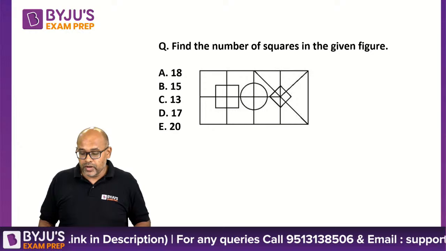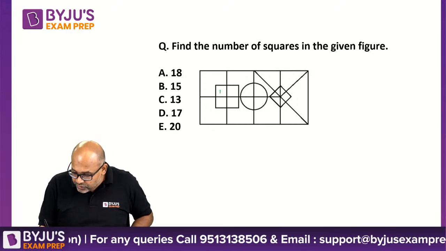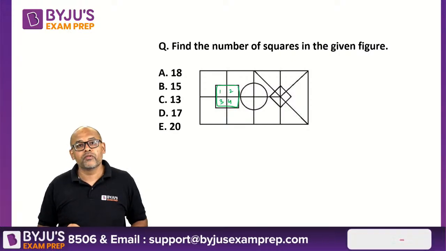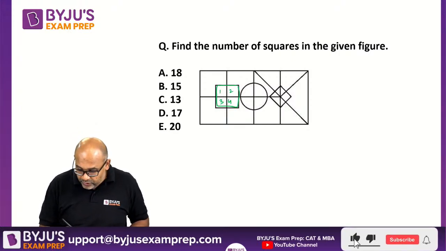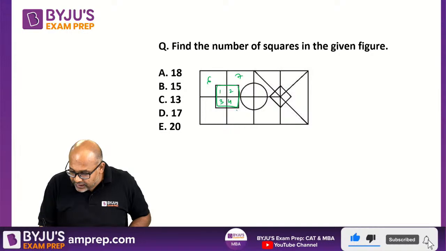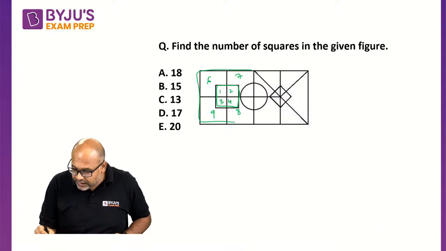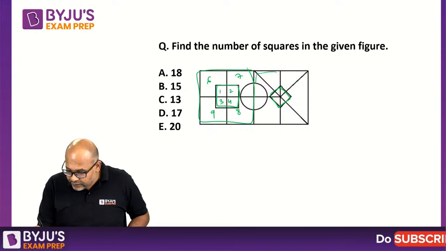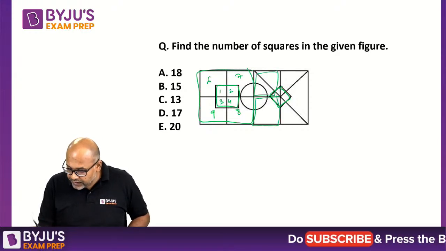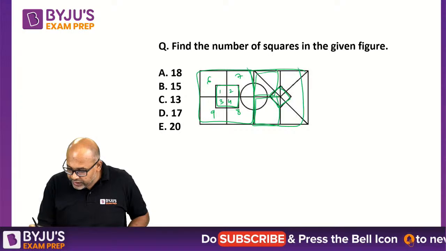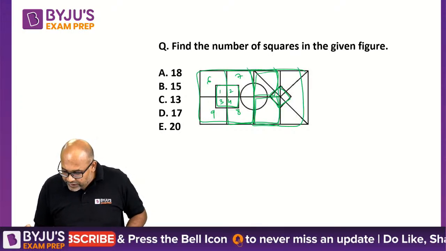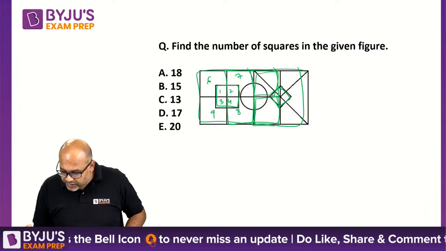Now let's take a look at it. 1, 2, 3, 4. Then I have 5 squares. Then let me take a look at 6, 7, 8, 9. Then 10. Then I have 11. Then I have 12, 13, 14, 15. Is there anything else? I got 15 squares, but I'm pretty sure there'll be more than that.